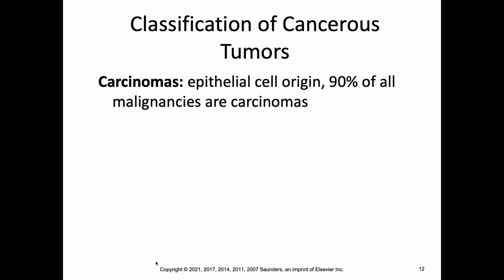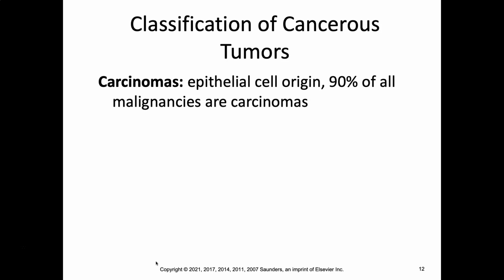So, classification of cancerous tumors, because remember we talked about cancerous and non-cancerous tumors. We talked about benign and malignant. So again, if we're talking about benign or non-cancerous tumors, that's one category. If we talk about malignant or cancerous tumors, that's the other, and that's what we're focusing on right now, cancerous tumors. A lot of them are epithelial cell origin.